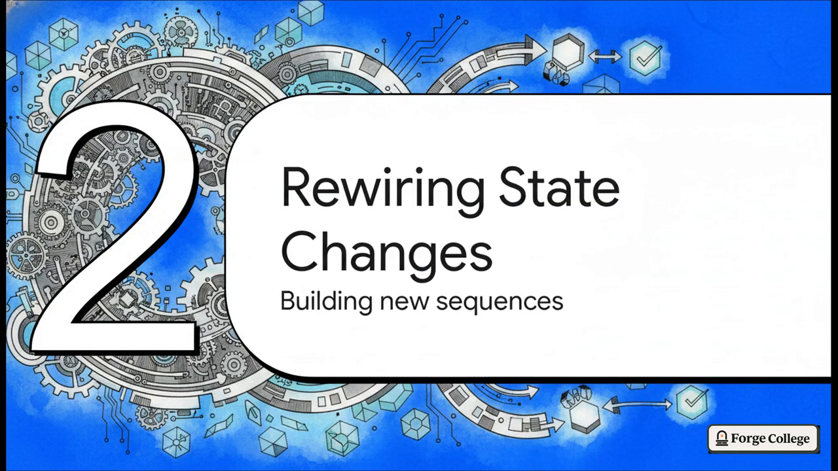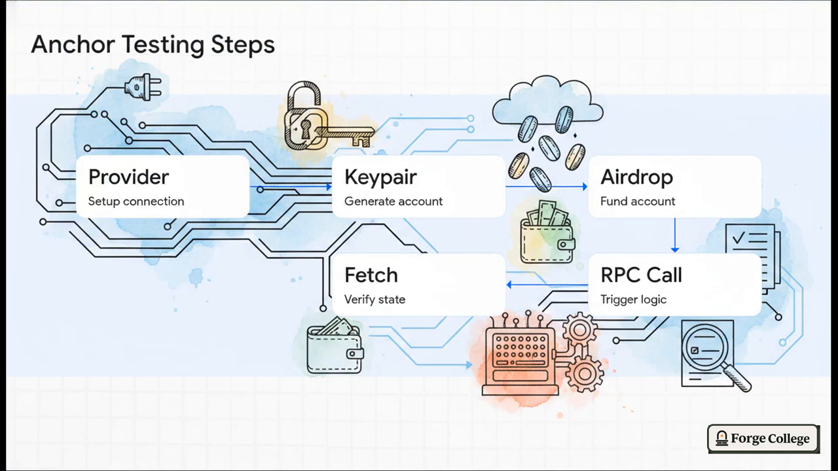Section 2. Rewiring state changes. Building the new sequence. Okay, so every successful state change test in Anchor follows this exact new 5-step workflow. 1. Set up the provider to connect to the network. 2. Generate a keypair to hold your new state. 3. Airdrop funds to pay for the space. 4. Make the RPC call to trigger the logic. And 5. Fetch and assert to verify it all worked. Each piece of this plumbing is absolutely essential, guys. If you skip even one, the machine simply won't start.